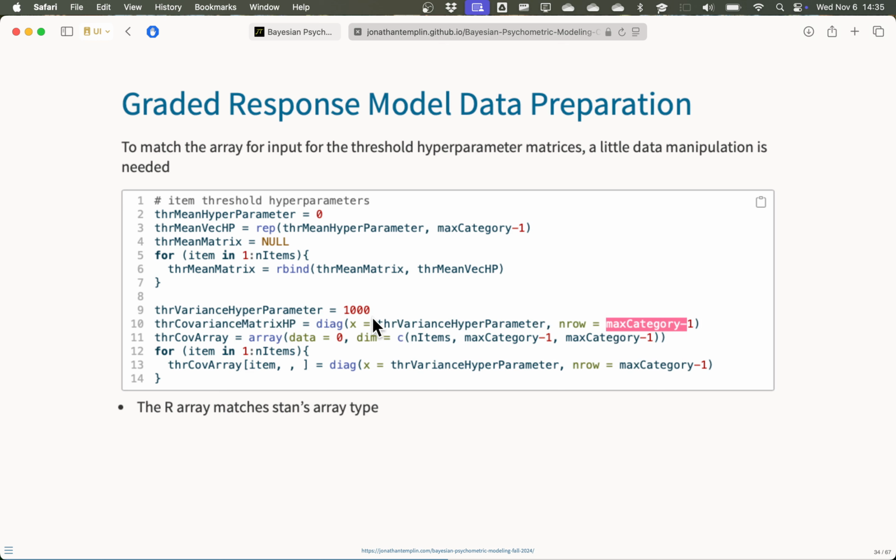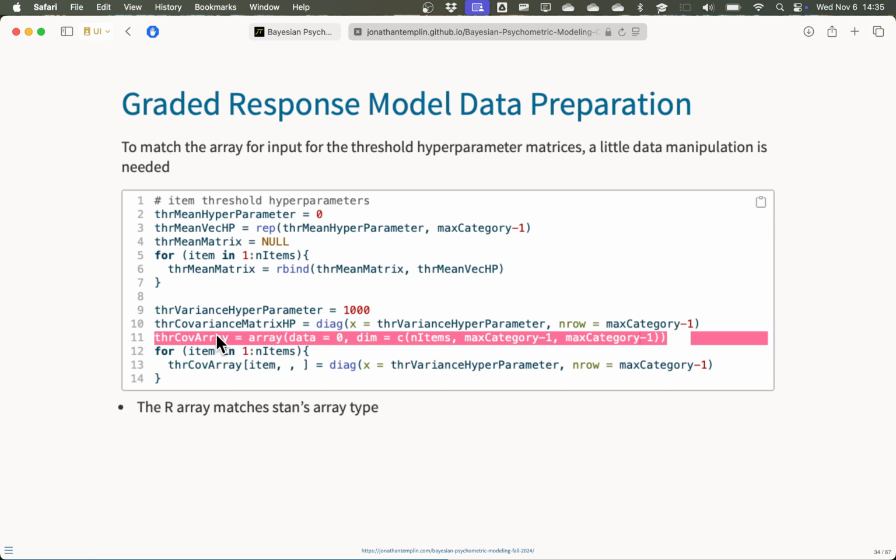So 4x4, the diagonal has 1,000 in each 4th spot, and then the off diagonal, every element is equal to 0. So now there's an R array data type. The array data type can be an object that has more than just 2 dimensions. Remember, a matrix just has 2 dimensions. So here I'm going to define the array to have number of items as its first dimension. And then if you think about that, once we have an item, the next 2 dimensions represent the size of this covariance matrix. So it's max category minus 1 by max category minus 1.